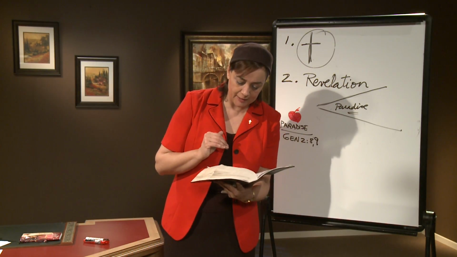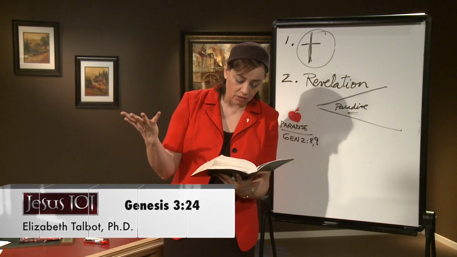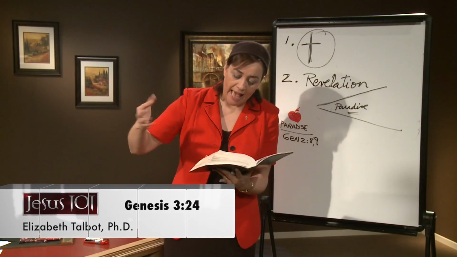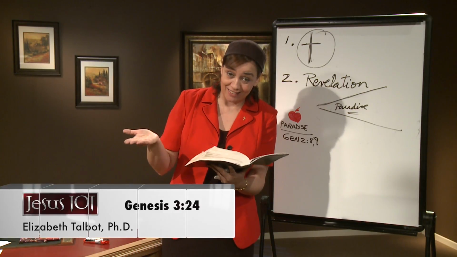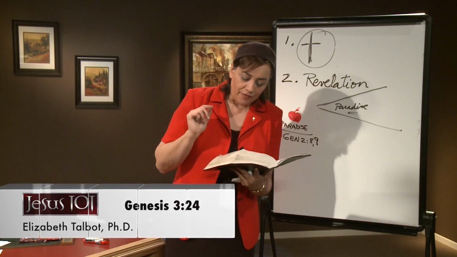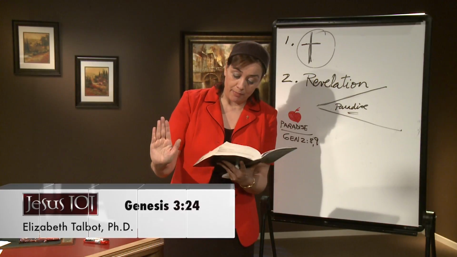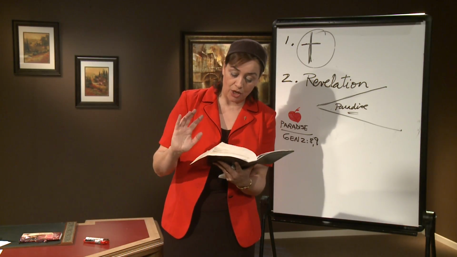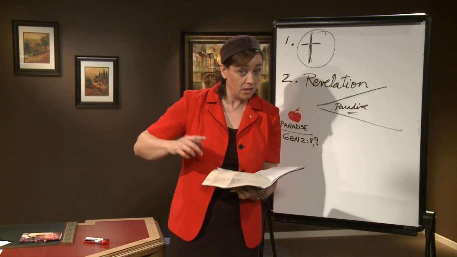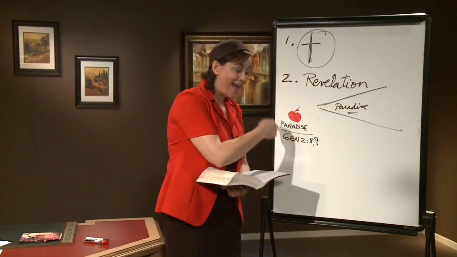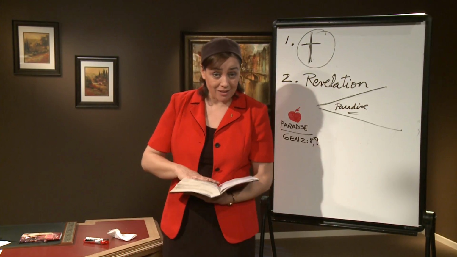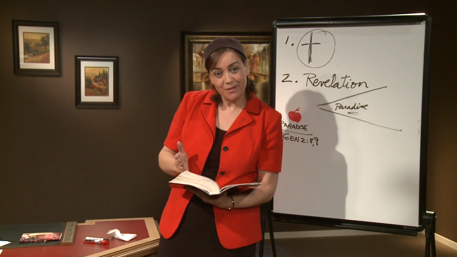Chapter 3 of Genesis, verse 24. He drove the man out, and at the east of the garden, paradisos, of Eden, he stationed the cherubim, an angel, and the flaming sword, which turned every direction, to guard the way to the tree of life. They could no longer access the tree of life. But this is not where the Bible ends. This is where the Bible begins.